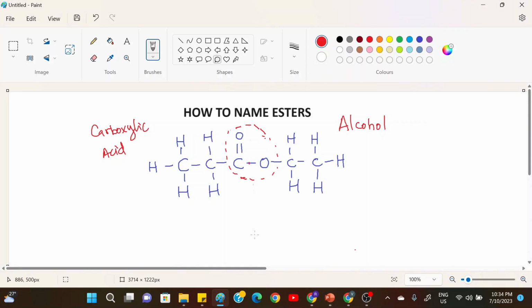Let's look at how to name esters. First, we have to identify the ester link. The ester link of this compound is circled with red dots. This is the ester link.